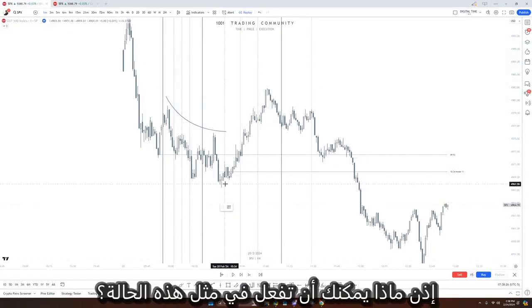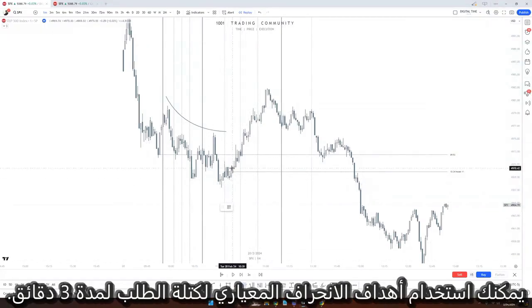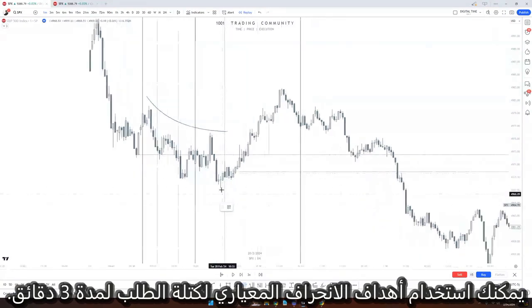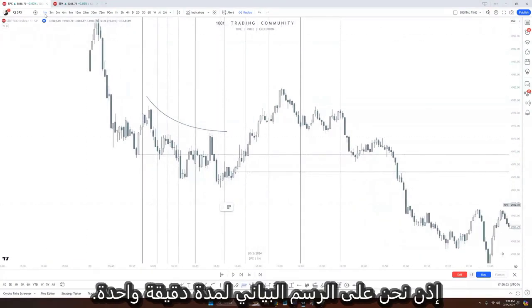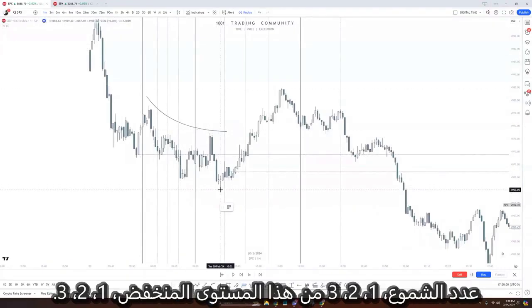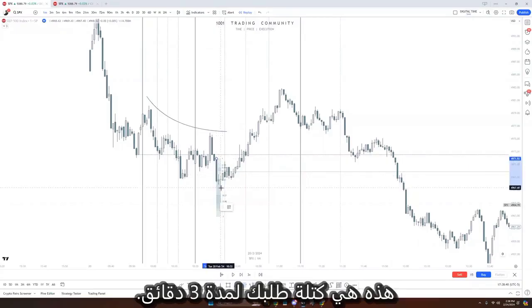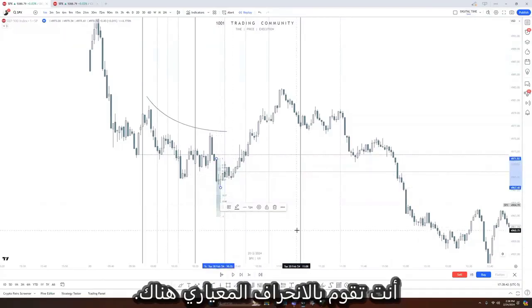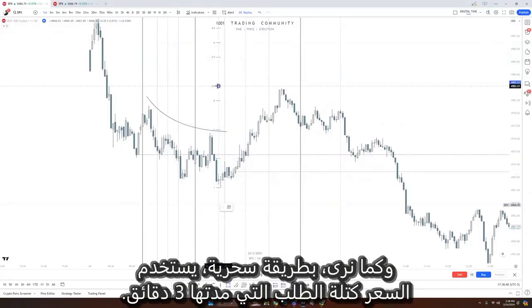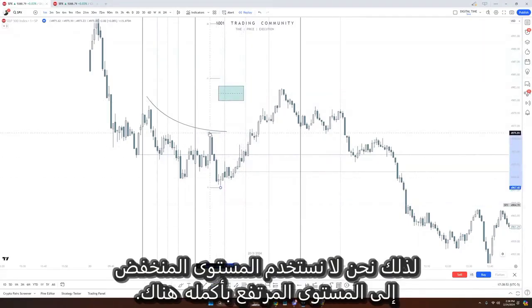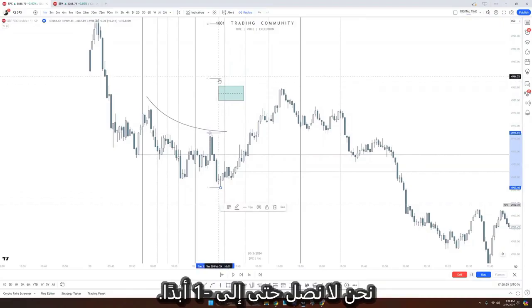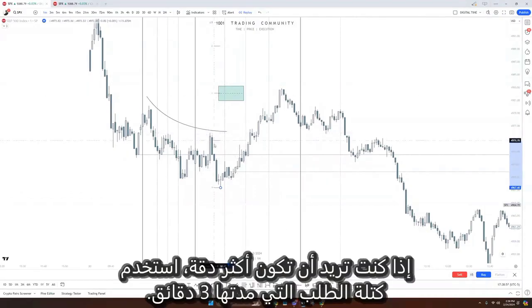So what can you do in a situation? You can use standard deviation targets of a 3-minute order block. So we are on the 1-minute chart. Candle count, 1, 2, 3 off this low, 1, 2, 3. That's your 3-minute order block. Do a standard deviation there. And as we can see, magically, price is using that 3-minute order block. So we're not using the entire low to high there. We never even reach -1. You can see that? If you want to be a bit more precise, use those 3-minute order blocks.